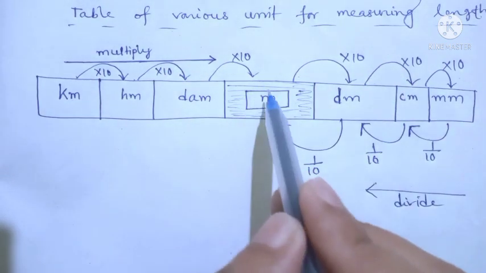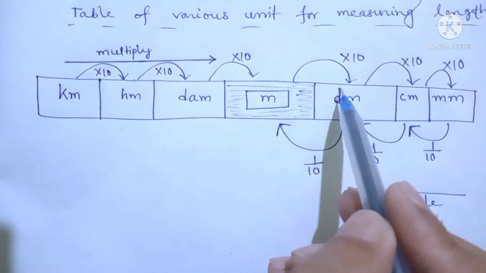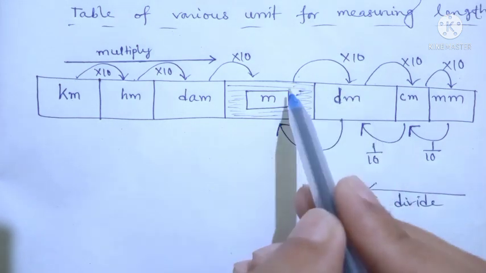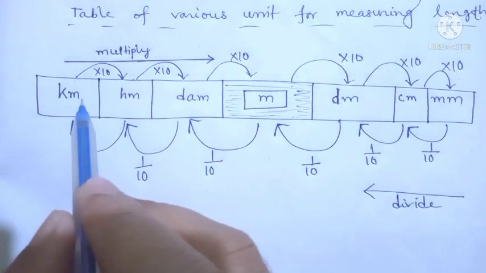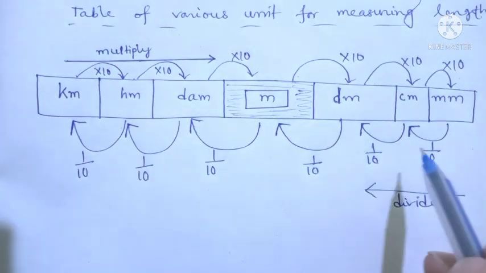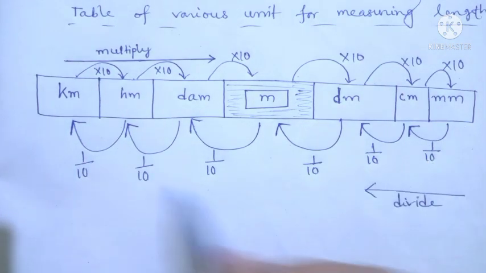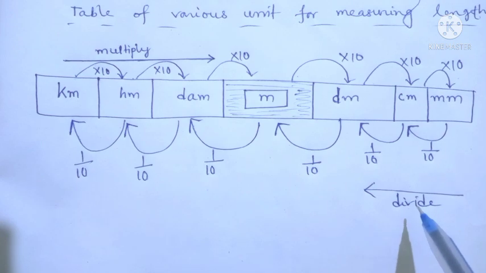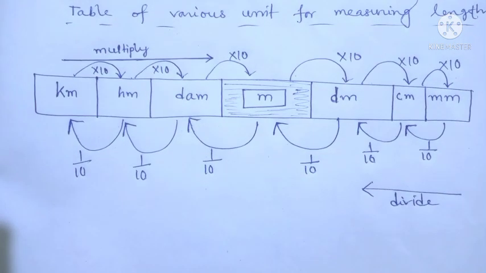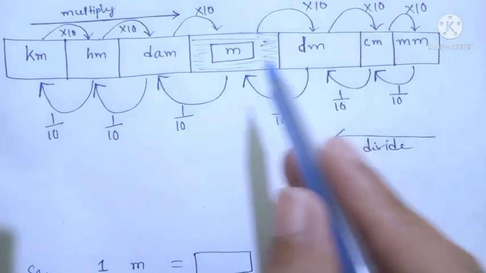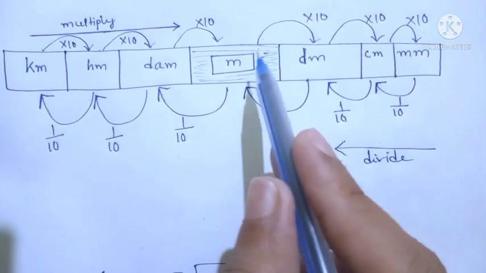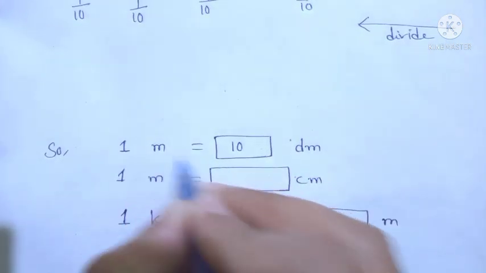Okay, if you want to convert meter to decimeter, just multiply 10 with meter. Okay, that means if you want to convert bigger unit to smaller, you have to multiply, and if you want to convert smaller unit to bigger unit, you have to divide. Okay, by 10 for each step. So now 1 meter equal to how many decimeter? 10. Okay, because the step is only one step, so 10 decimeter. Okay, 1 meter equal to 10 decimeter.